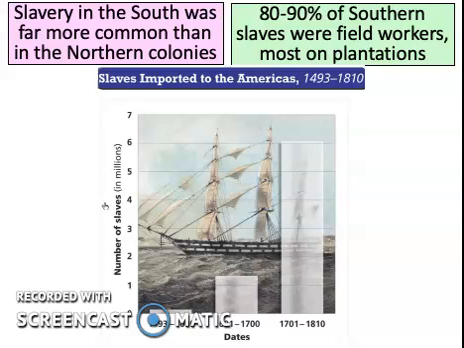We see between 1493 and 1600, the number of slaves that are brought over to the Americas in general is not very big. Between 1601 and 1700, it grows. And then after 1700 to 1810, it rises into the millions upon millions. Over 6 million are brought over.